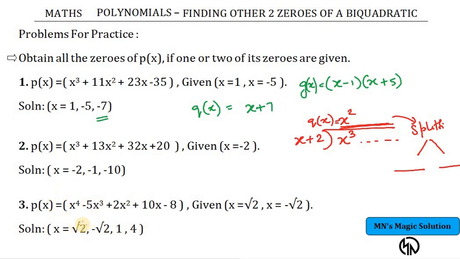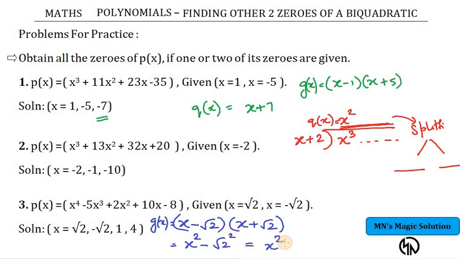In the third question, you have got the roots as root 2 and minus root 2. To find g of x, first of all we frame the factors, right? x minus root 2 will be one factor. For x is equal to minus root 2, the corresponding factor will be x plus root 2. Now multiplying these two gives my g of x. So what will be g of x? a minus b into a plus b is a squared minus b squared, that is, x squared minus root 2 whole squared. So we get g of x as x squared minus 2.